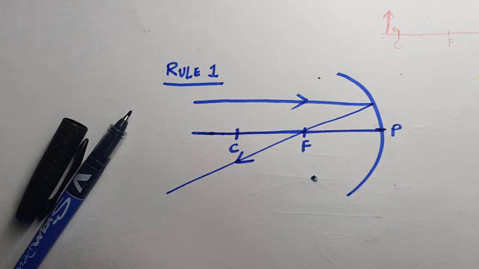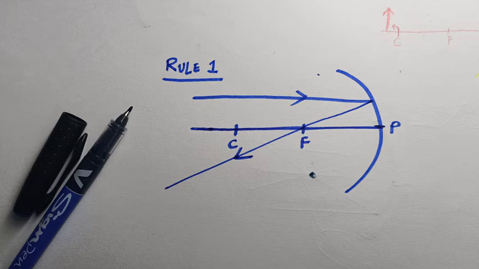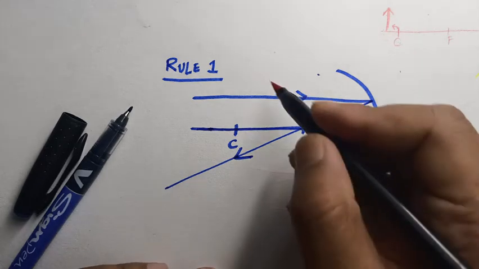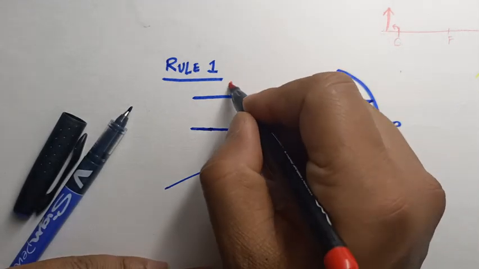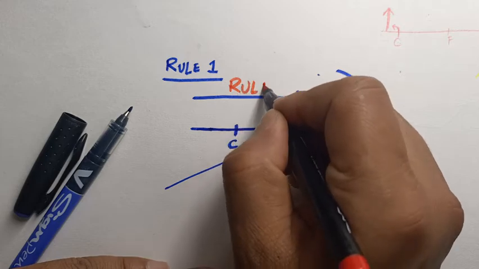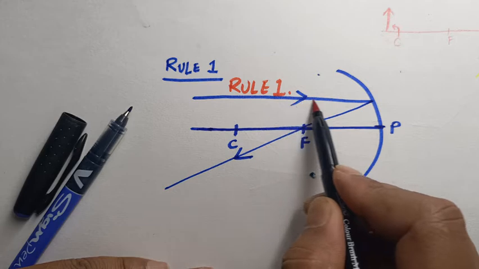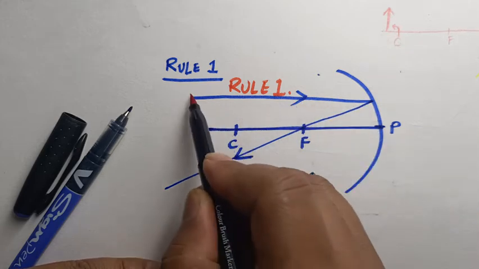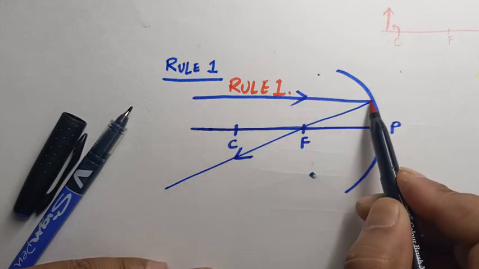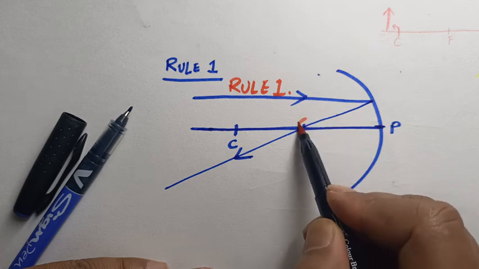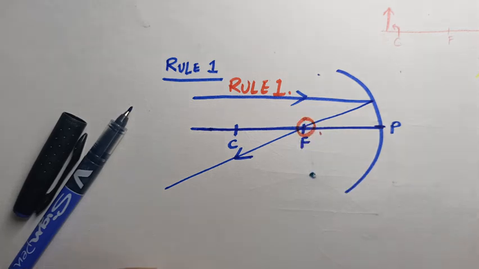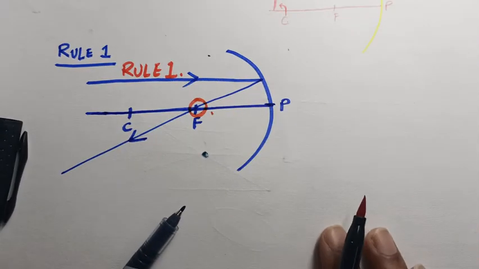I hope all of you will be able to remember. This is rule 1, okay? A ray of light which travels parallel to the principal axis after reflection passes through the focus. Rule 1. Rule 2, right?